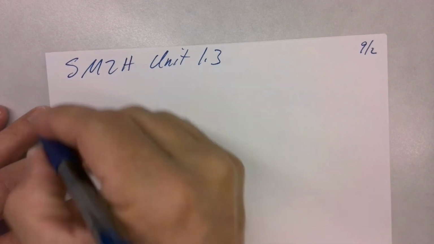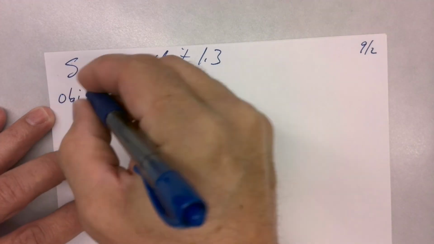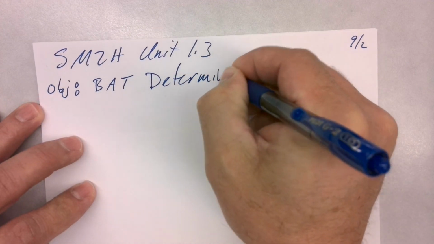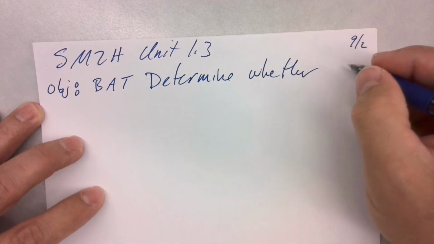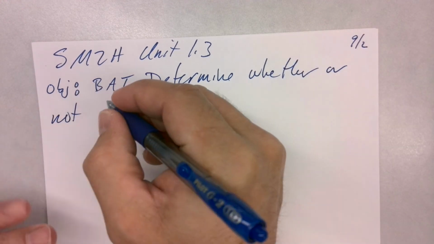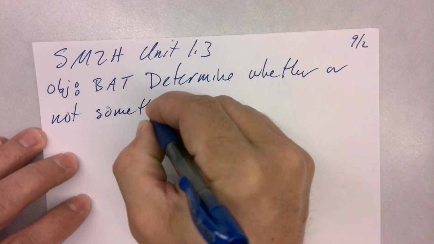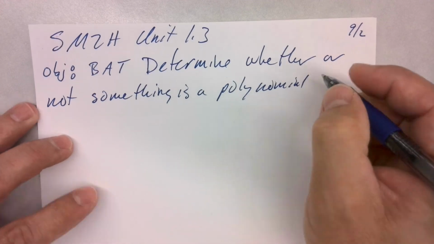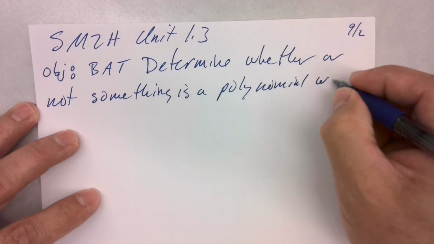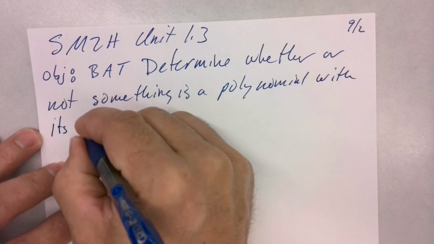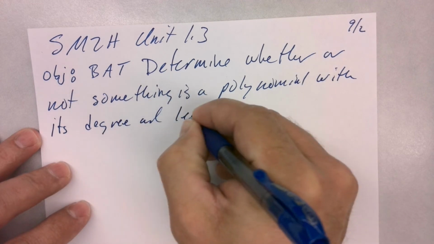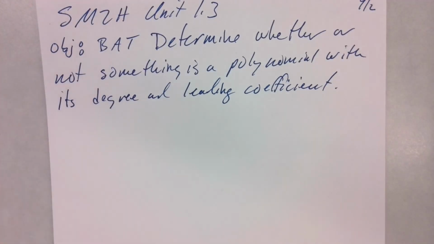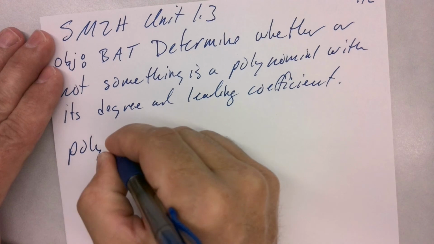All right. So the objective for today is going to be to be able to determine whether or not something is a polynomial, with its degree and coefficient. Alrighty, so, polynomial. Does anybody know what the term polynomial means?